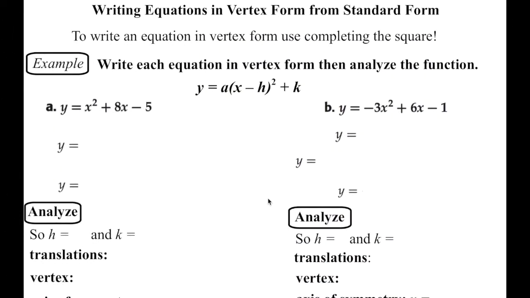So if we want to write the equation in vertex form and we're starting with standard form, here's the process that you're going to follow. The reason we did completing the square first is you're going to use that now to write your equation in vertex form. So here's how we do that. This is our goal. This is the vertex form on this slide. And I've given you two equations that are in standard form.